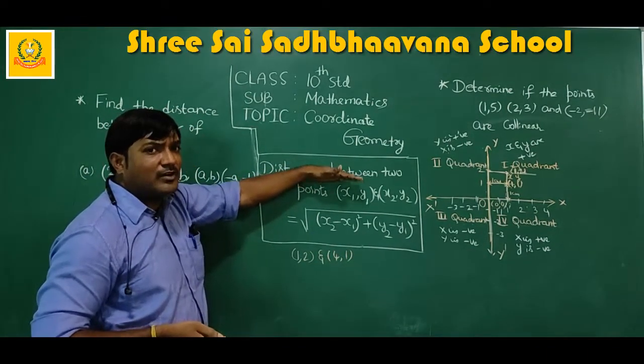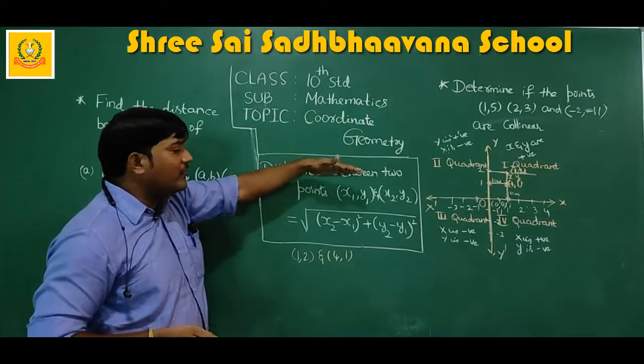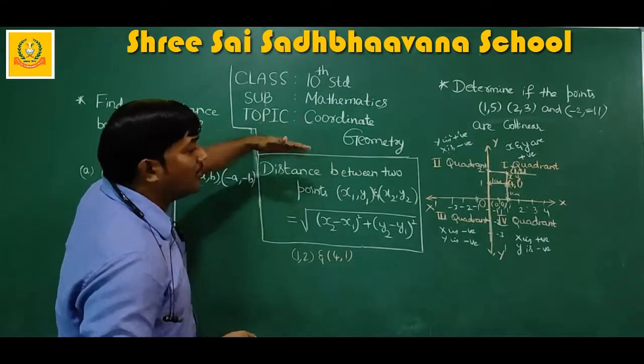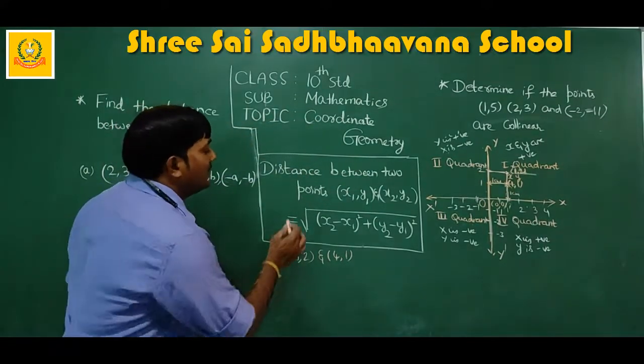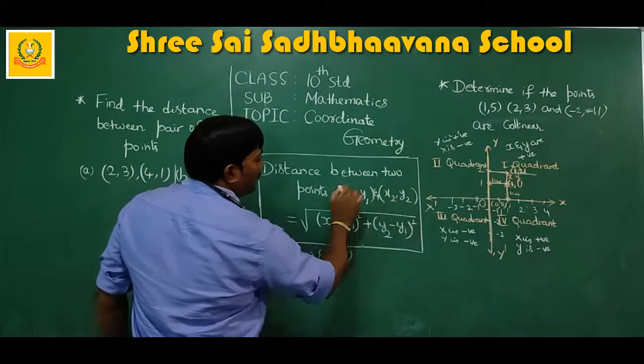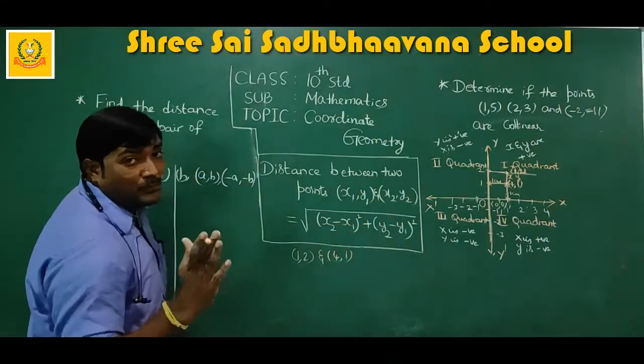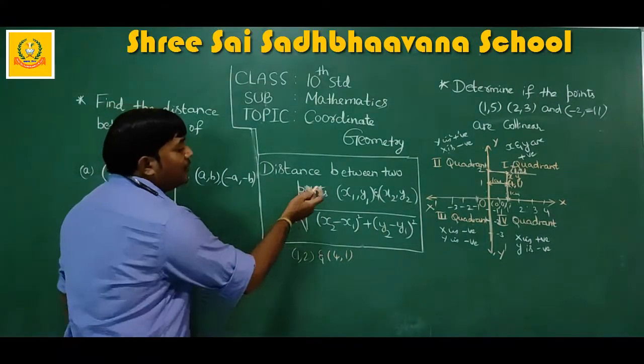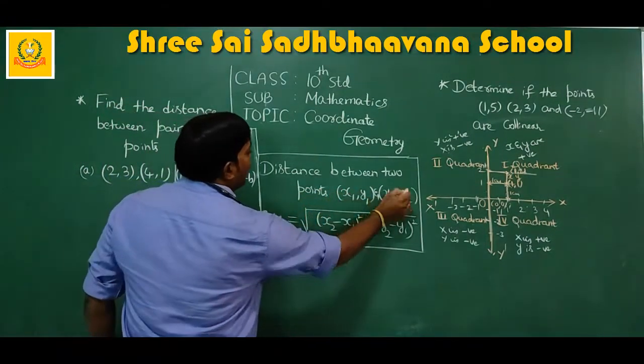This derivation is not important and it is not required. You just remember this formula. What is that formula? For example, see, distance between two points. This is x1, y1, x2, y2. Generally we take two points, so in general form we take x1, y1, x2, y2.